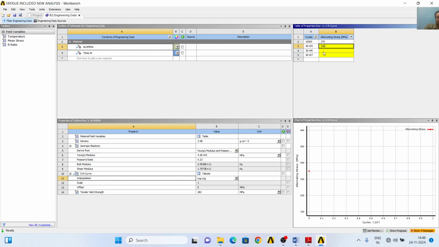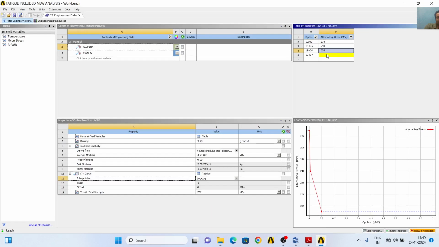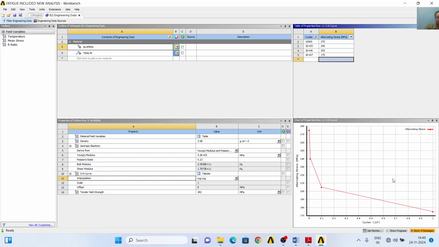240, 205 and 175. So this is the SN curve. On the vertical side there are alternating stresses, and on the horizontal side there are cycles to failure. So we have defined the properties of alumina fully, and now we will go to titanium.